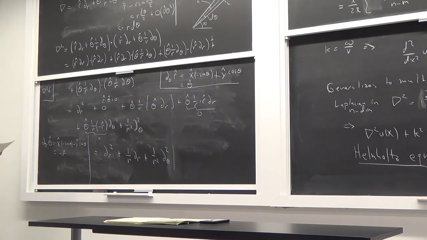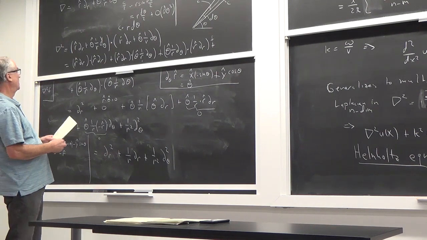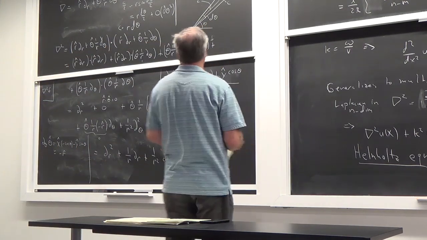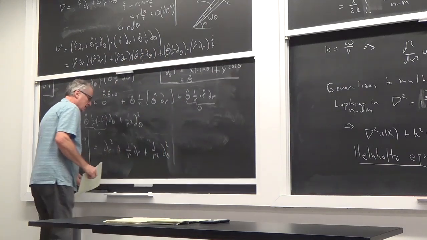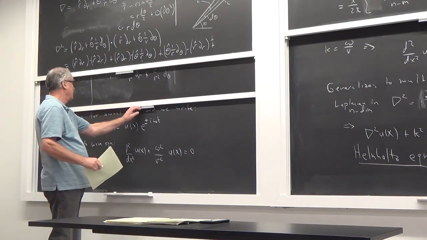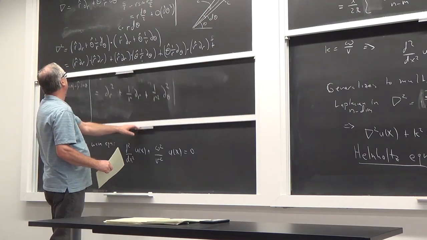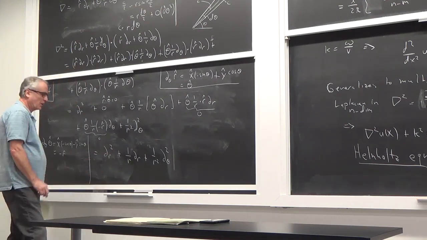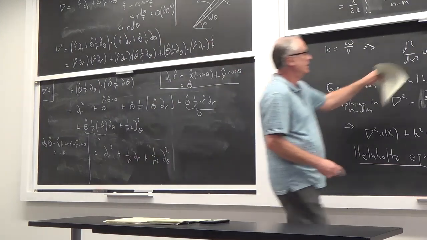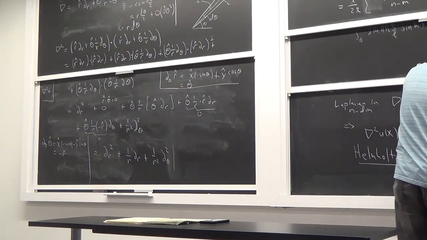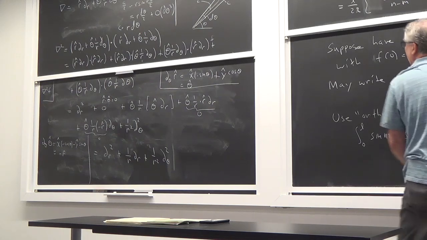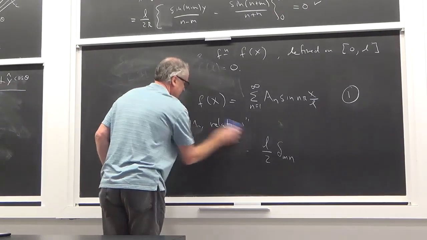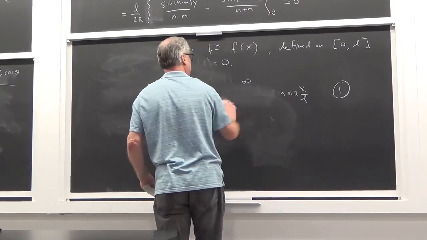And now, where did I write down my claim for what it was equal to? Did I write it down? I probably obscured it somewhere. Oh, I must have erased it. Well, maybe I didn't write it down. But we can write it down now.